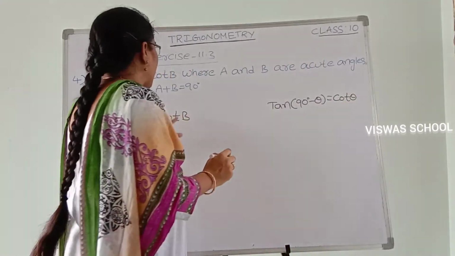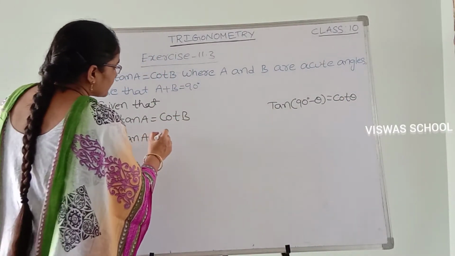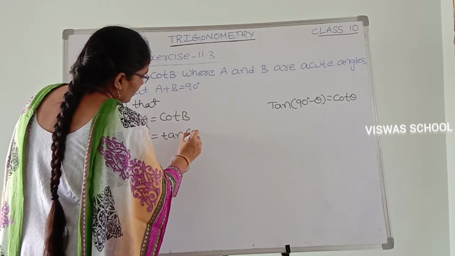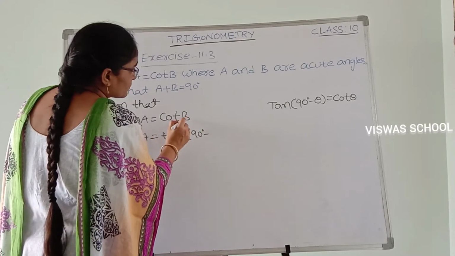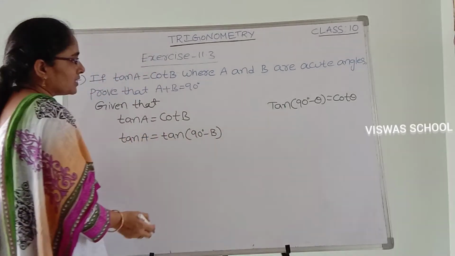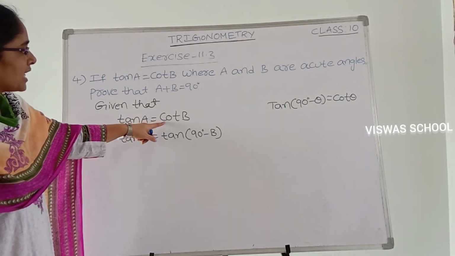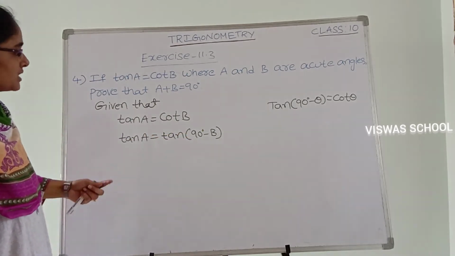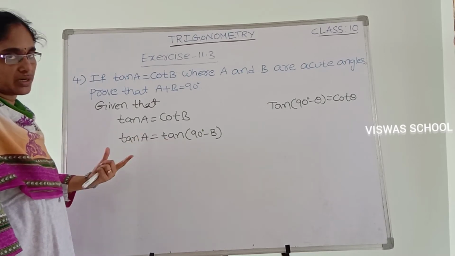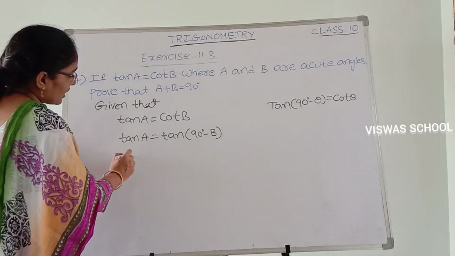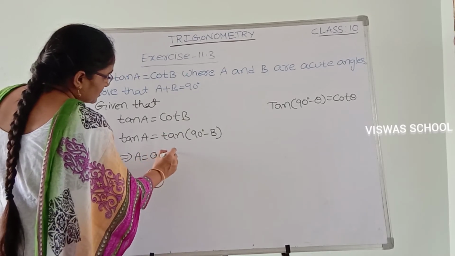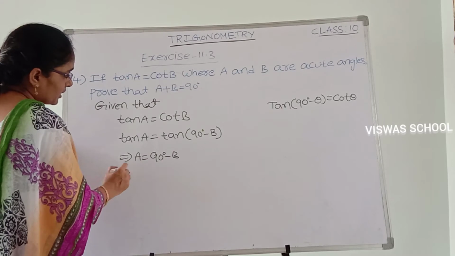In the same way, write this cot B as tan of 90 minus, here in theta place it is B. That is 90 minus B. Cot B I am writing as tan of 90 minus B. Both sides I am having what? Tan functions. I am eliminating these tan functions. Now from this, A is equal to what here? 90 degrees minus B.